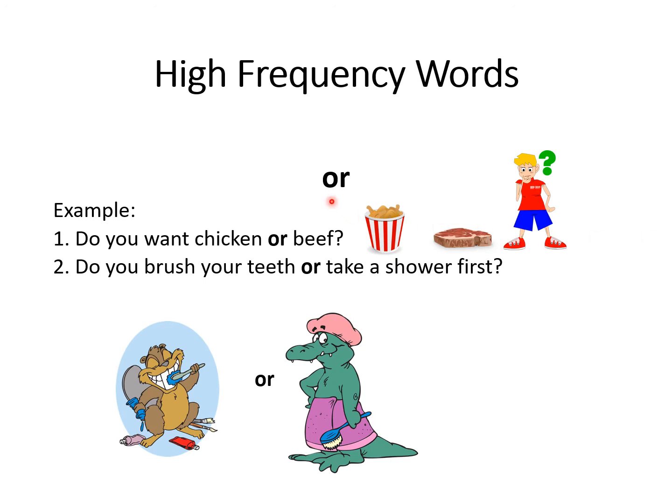And the word or. Here's an example. Do you want chicken or beef? The word or is used when you're deciding between one thing or another. Let's take a look at question number 2. Do you brush your teeth or take a shower first?